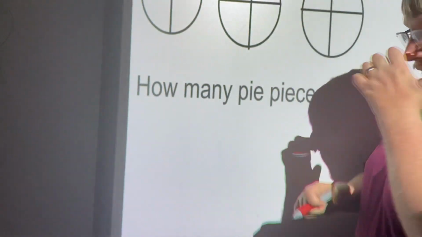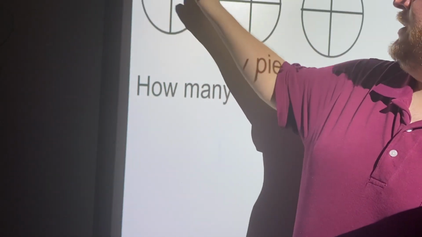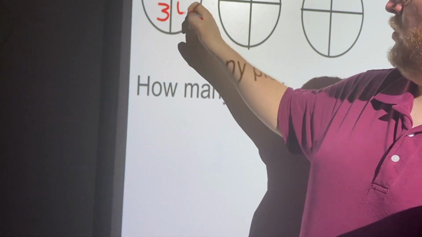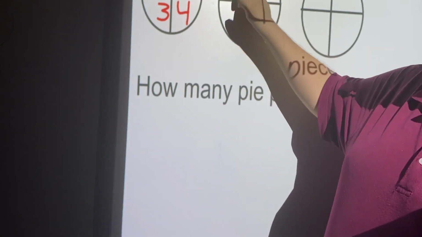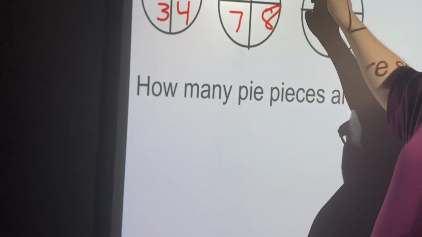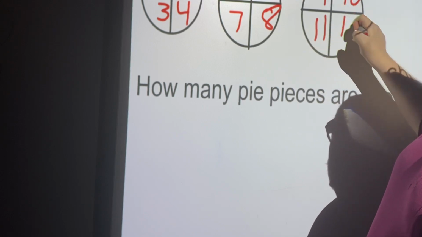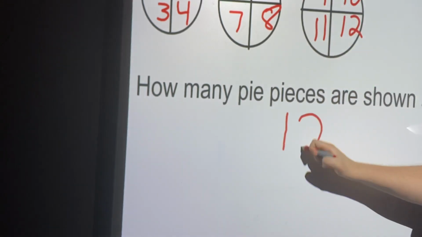All right. I see lots of different answers. I see 12, I see 14, I see 3. All right, so let's look at it. How many pieces on this one? 2, 3, 4, 5, 6, 7, 8, 9, 10, 11, 12. The correct answer, 12.